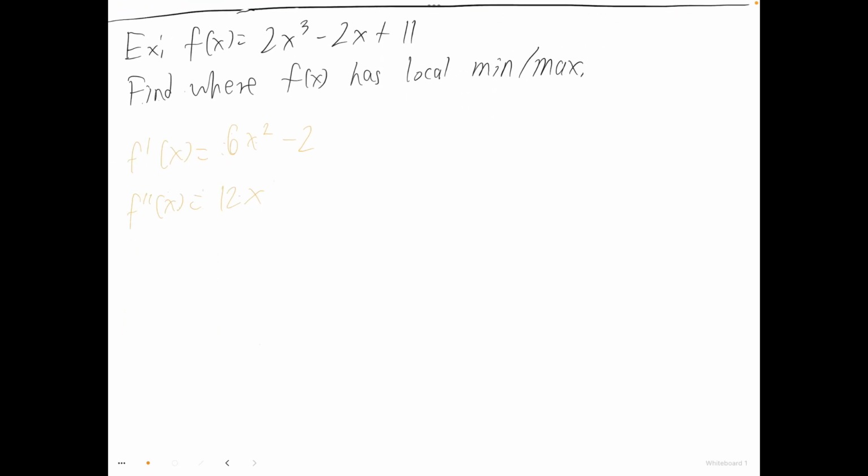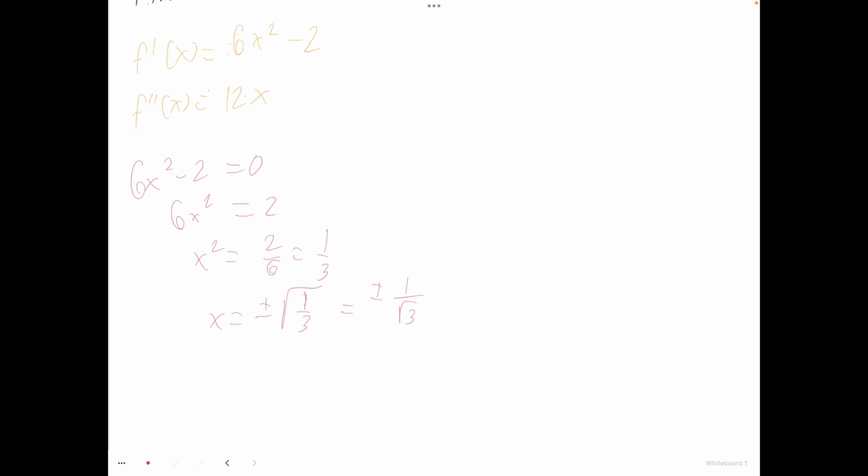And so from this, we need to find where the critical numbers occur. Our critical numbers are when the first derivative is 0. So we want to know when 6x squared minus 2 equals 0. This is when 6x squared equals 2. So x squared needs to be equal to 2 over 6, or 1/3. That tells us x is going to be plus or minus the square root of 1/3, which can be written as plus or minus 1 over the square root of 3. Those are the critical numbers. Okay, so I'll write that down.